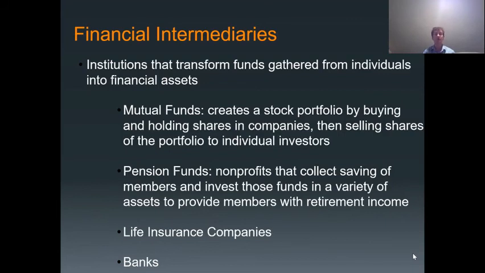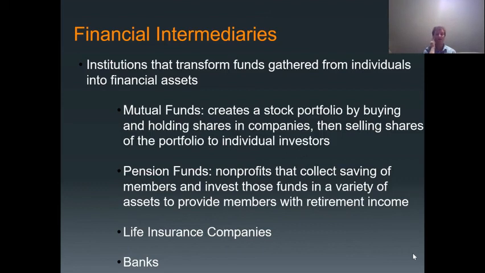So these can be mutual funds. This is where you get a stock portfolio, buying into shares of different companies, and then selling shares of that total portfolio. So you individually don't own a stock; you own part of a portfolio that owns stock. So once again, diversification of risk, and at the same time, individuals don't have to actually look over it too closely. Pension funds, same sort of idea, but safer.